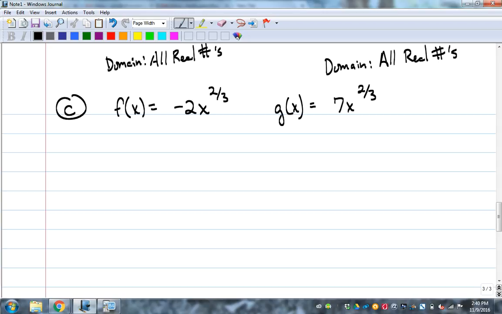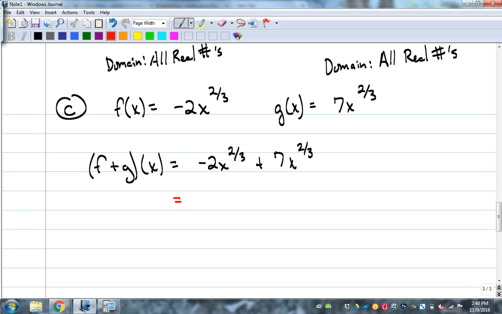All right. Let's do the operations here. Let's start with the addition. Are these two like terms? Yeah, they both have x to the 2/3. So we combine those, and negative 2 plus 7 would be positive 5x to the 2/3. The domain would be all real numbers again.